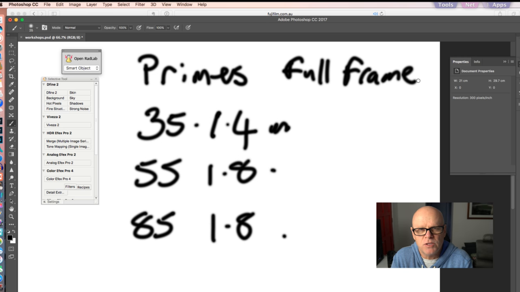The good thing with Sony, you can use the APS-C lenses on the full frame, and you can use the full frame on the APS-C. That's one advantage about the Sony system. But they're the main ones that I use.